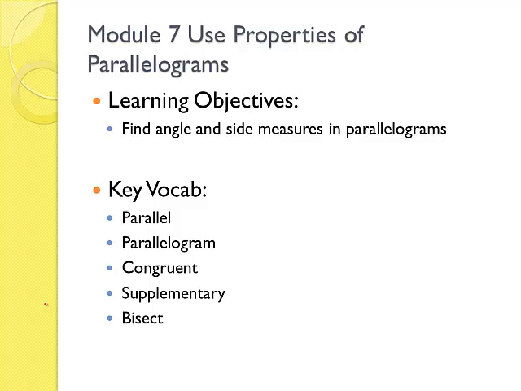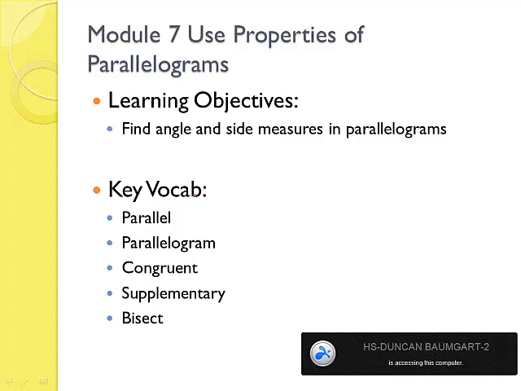This is Module 7, Use Properties of Parallelograms. We are going to be finding angle and side measures of parallelograms. We're also going to be defining what a parallelogram is. You have to remember something from a previous module from Semester 1 about parallel lines cut by a transversal, and what it means to be congruent, supplementary, and bisect. That's also a module from Semester 1.